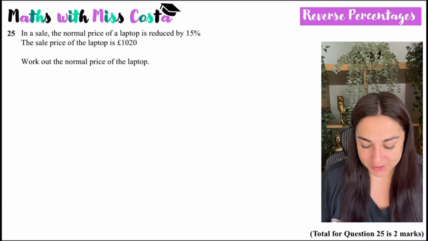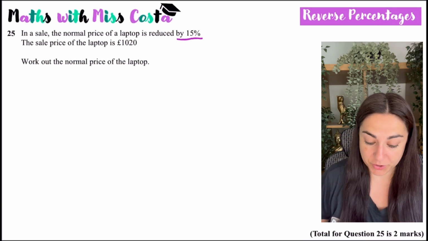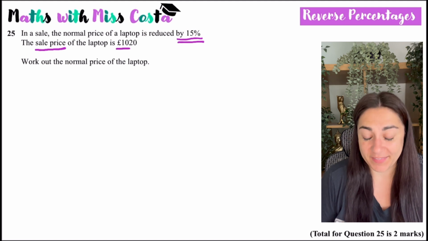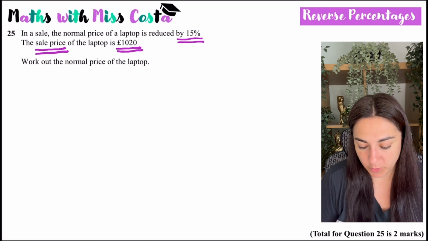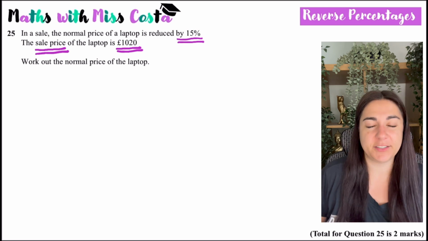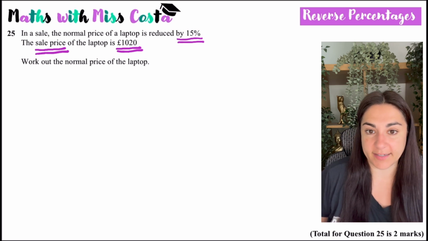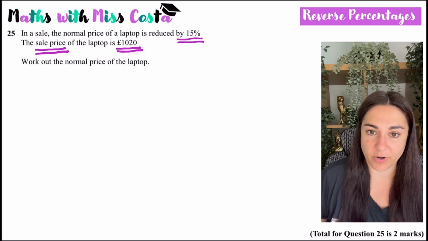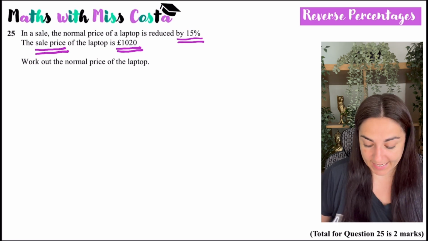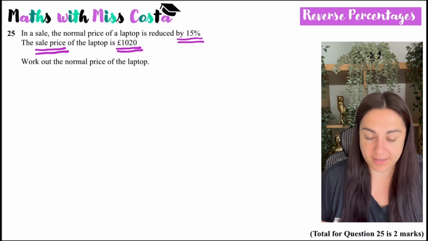Okay, so in this question, I'm told that the normal price of a laptop is reduced by 15% in a sale. And the sale price of the laptop is £1,020. So imagine literally going into a store, seeing an item, and you're given the sale price. You don't know what the original price is, you just know the sale price, and you know that in the sale, everything has been reduced by 15%.